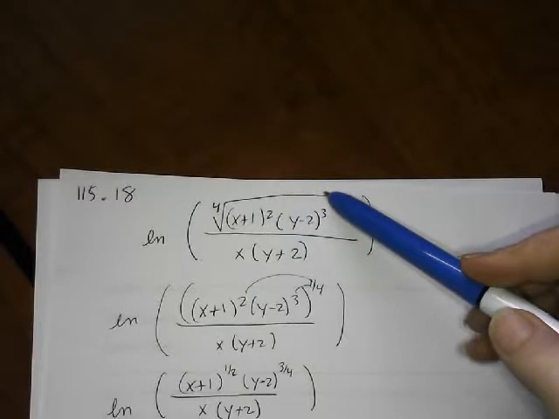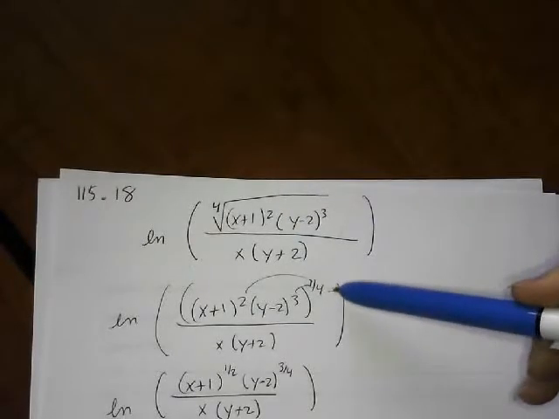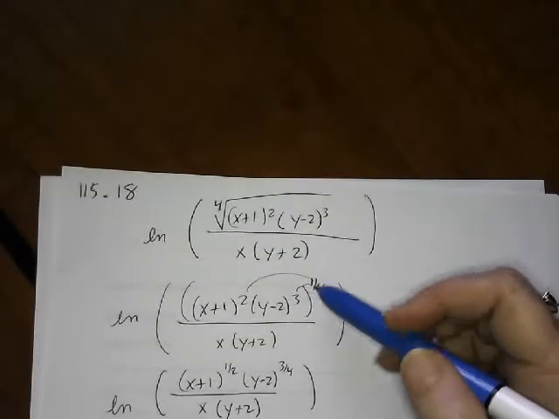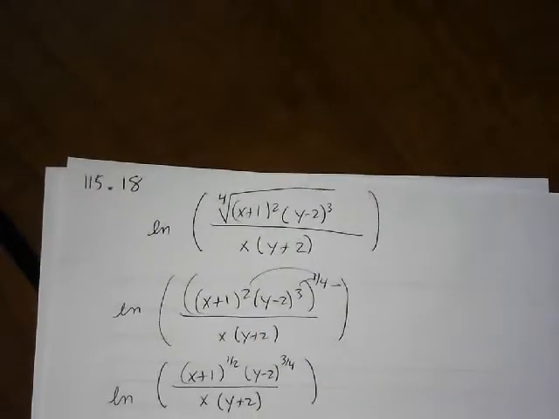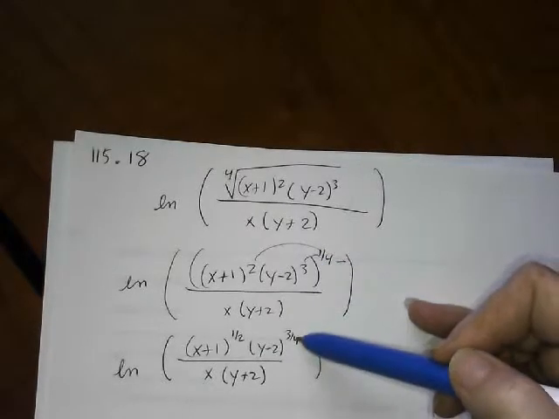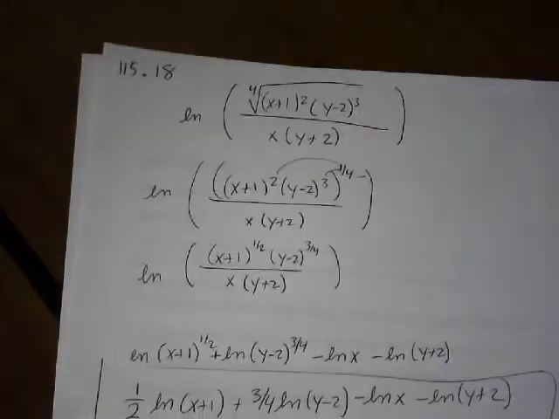rewrite this fourth root as just to the 1/4 power. So that's the first thing I did. And then I'm going to use the law of exponents that says I'm going to multiply the 1/4 times 2. That gives me a half. And then the 1/4 times 3, that gives me 3/4. I left the denominator alone.